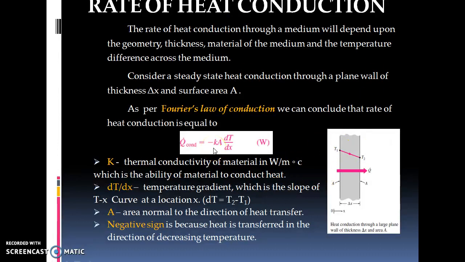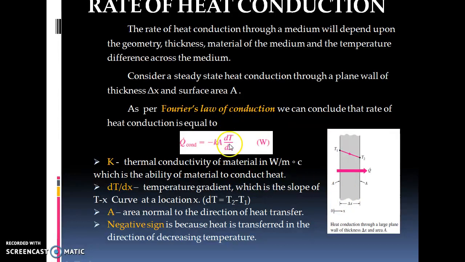the rate of heat conduction Q dot will be equal to minus K A dT by dX watt, where K is the thermal conductivity of the material, that is, the ability of the material to conduct heat. A is the surface area, which has nothing to do with this delta X. dT is the temperature difference, that is T2 minus T1, and dX is the thickness of the wall.